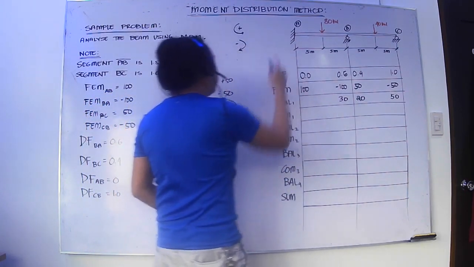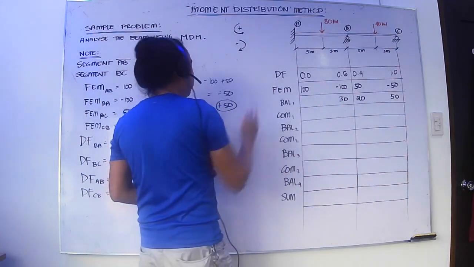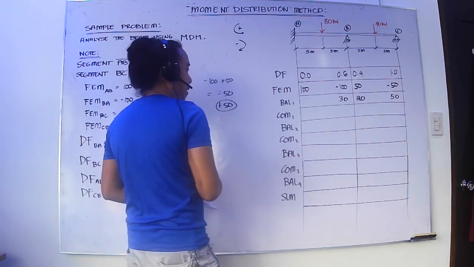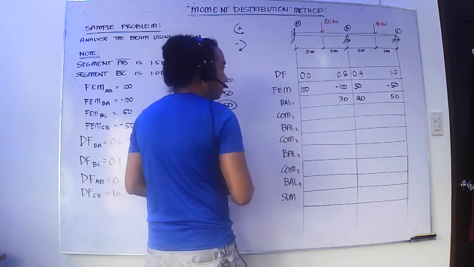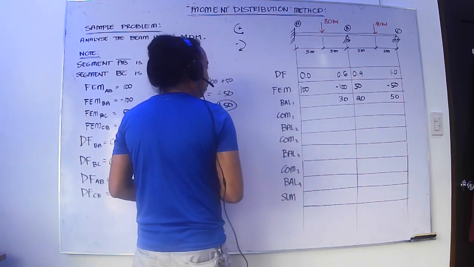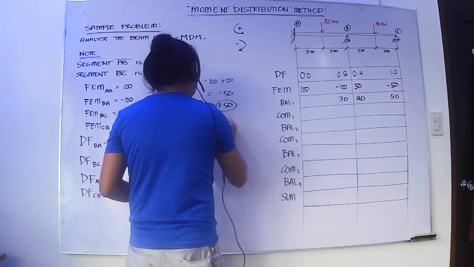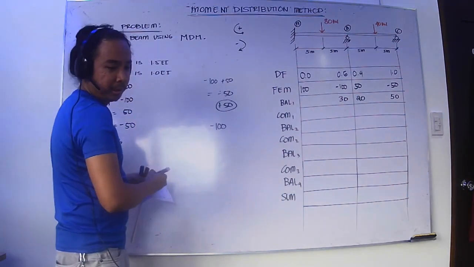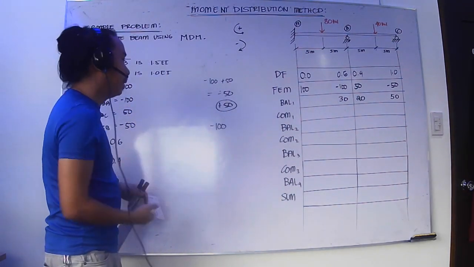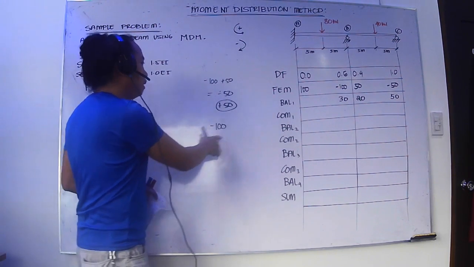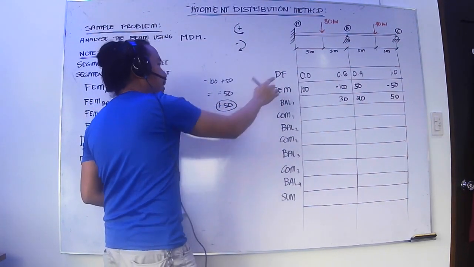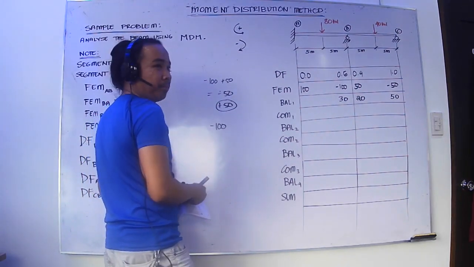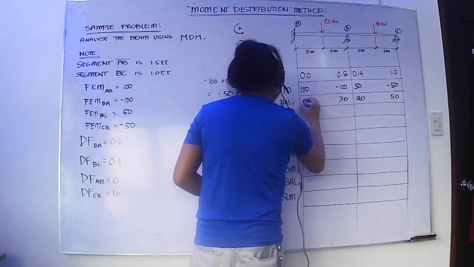Now, for the fixed end here, we have 100 active moment, right? We need to balance this out. What do we add to balance it? We have to add negative 100. Negative 100 is what we add to balance it out. But in this case, the factor is 0, right? We multiply it by 0. What do we get? 0, right?